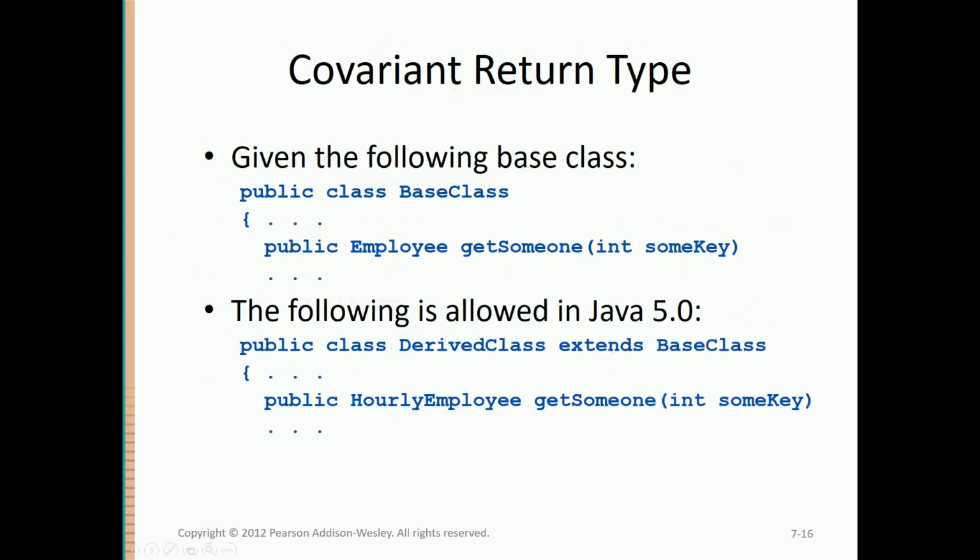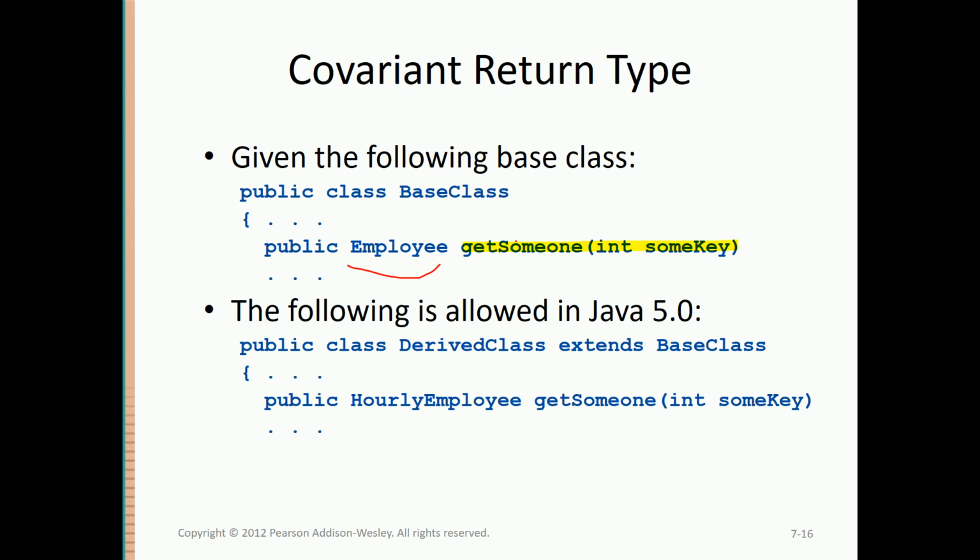About the return type, let's say we have this class over here. Let's say this is a class called base class that has employee. This is returning employee. It gets someone. This is the name, and this is the signature. Remember that the signature is this, which excludes the return type. So the return type is not part of the signature. When we talk about signature, return type is not part of it.